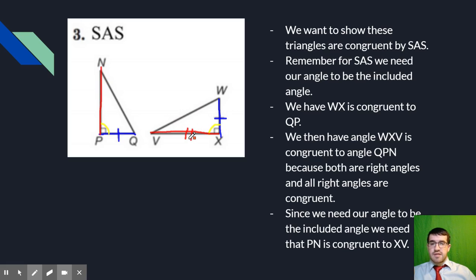I'll just mark them with two tick marks. So then that gives us our side. I'll highlight it up here. Our angle, and then our side. So PN congruent to XV or NP congruent to VX, whichever way you write it.